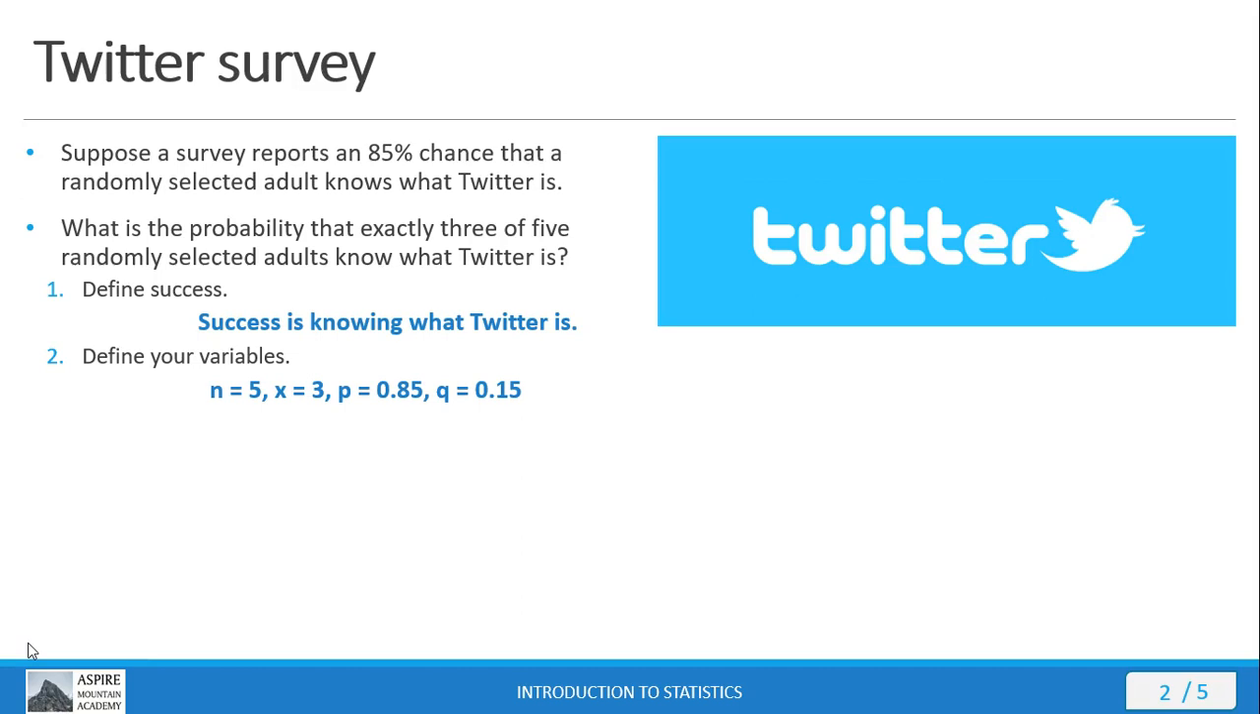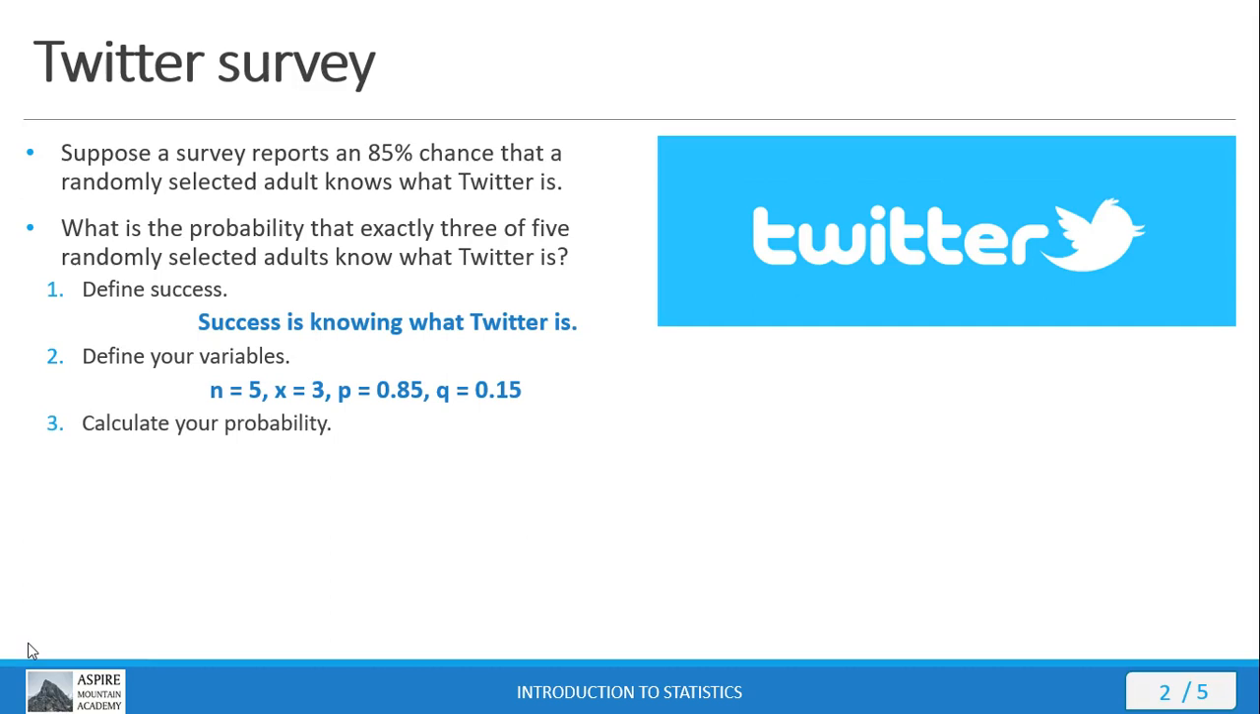The probability of success is going to be 85%. We get that from the problem statement. And of course, if the probability of success is 85%, the probability of failure must be 15%. All we're doing to get the value of Q is just subtracting P from 1. So 1 minus 0.85 gives us the 0.15 or 15% chance of failure.